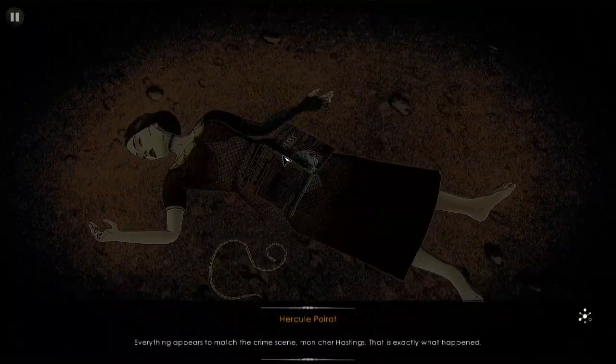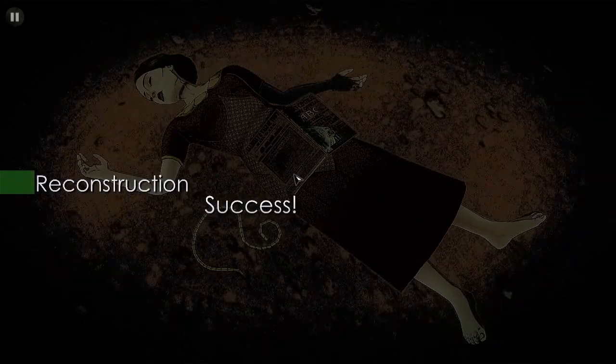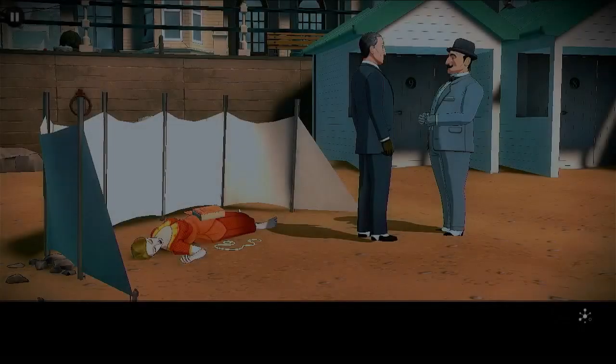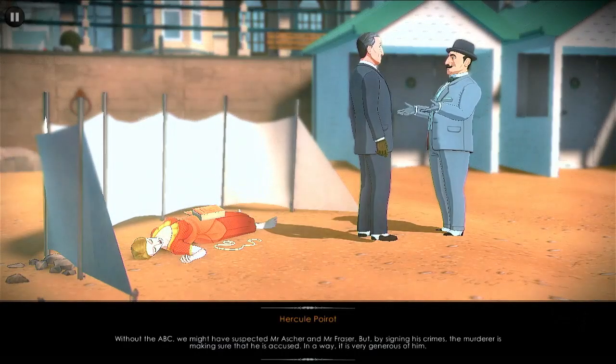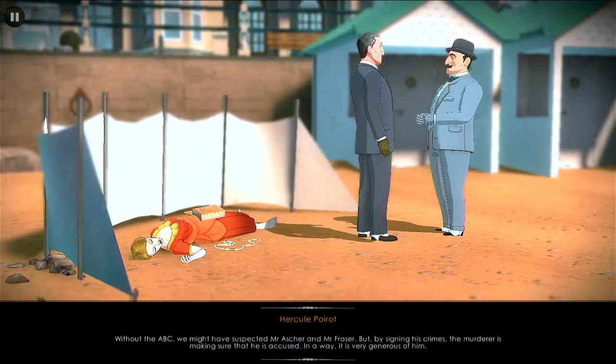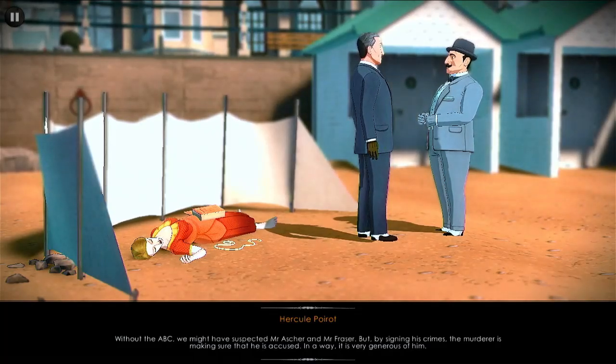Everything appears to match the crime scene, mon cher Hastings. That is exactly what happened. He likes to take a risk. Like, both of these murders, he could have been seen. He doesn't know who's witnessed him. Like, her house, her place of work. It's a touristy area. Without the ABC, we might have suspected Mr. Asher and Mr. Fraser. But by signing his crimes, the murderer is making sure he's accused. In a way, it is very generous of him.